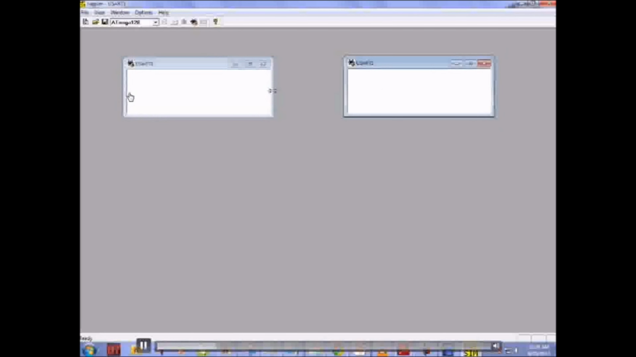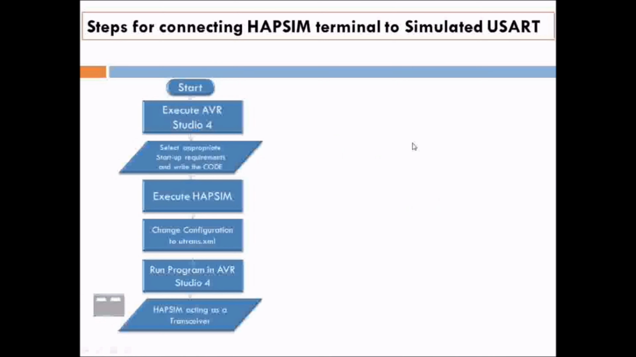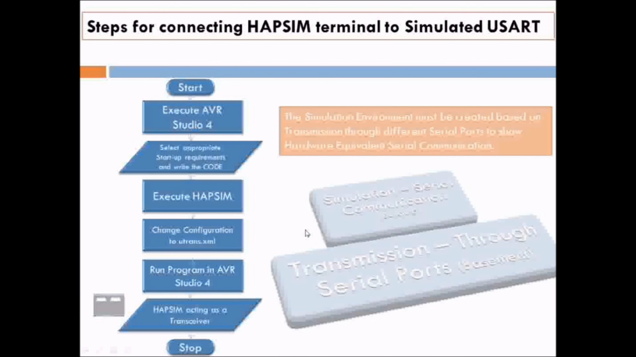Suppose we consider this as the first console and this as the second console. If we type in the first console, the output will come in the second console. Similarly, if we select the second console and type in it, we will get output in the first console. This is the actual serial communication process. The data will be transferred between two different windows.